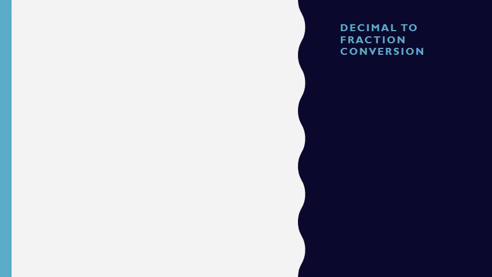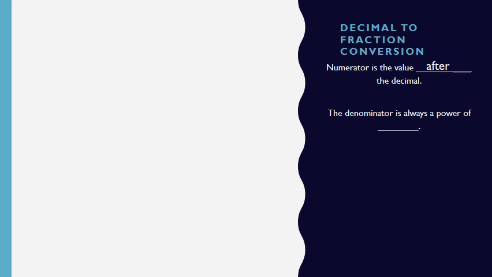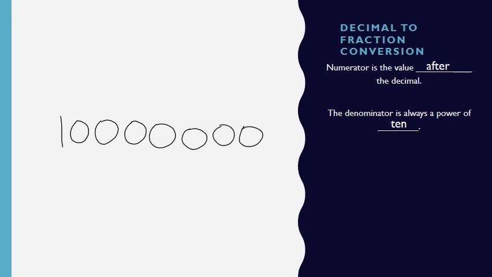All right, so decimal to fraction conversion. The numerator is the value after the decimal. Our denominator is always a power of 10. Now, powers of 10, that's when you take a 1 and multiply by 10 over and over again. So 1's a power of 10, 10 is a power of 10, 100's a power of 10, 1,000's a power of 10, so on and so forth forever, because we're taking 1 and multiplying by 10. So right now I have 10 million times 10, that's 100 million. Times 10 is a billion.